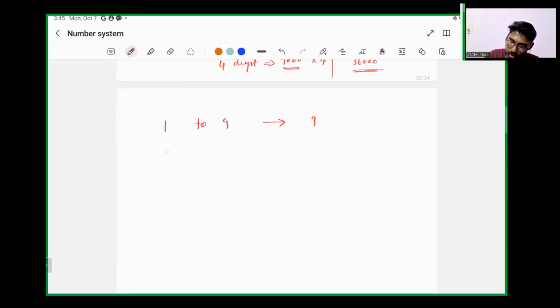Fine. Now how many digits are there from 1 to 99? Tell me. How many digits are there from 1 to 99?